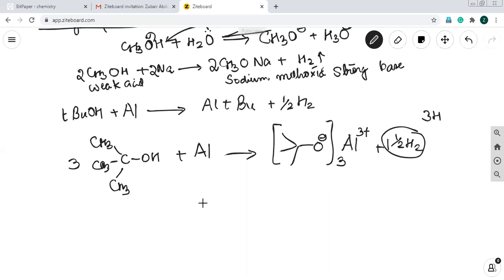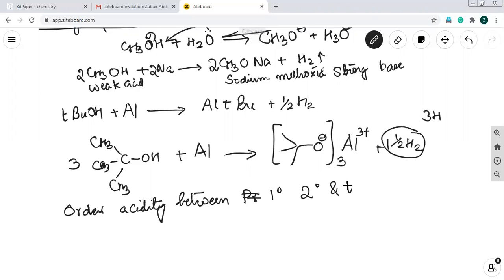What is the order of acidity between primary, secondary, and tertiary alcohol? Primary, I'll put like this: primary, secondary, and tertiary, 3-degree alcohol. What is the order of acidity? Which is more acidic? Which is more basic? Let us see. Let's analyze.